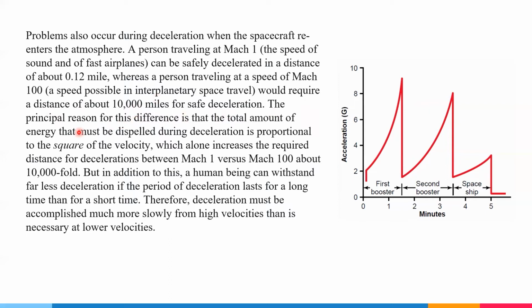The principal reason for this difference is that the total amount of energy that must be dispelled during deceleration is proportional to the square of the velocity, which alone increases the required distance for deceleration between Mach 1 versus Mach 100 to about 10,000 fold.